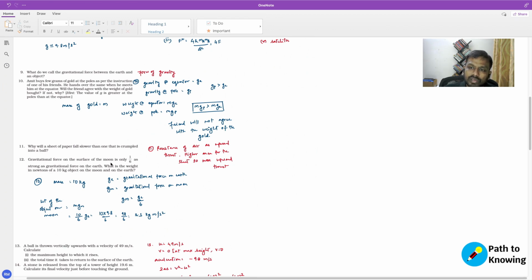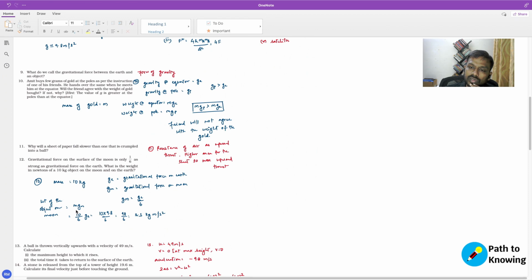Gravitational force on the surface of the moon is only 1/6 as strong as the gravitational force on the Earth. What is the weight in newtons of a 10 kg object on the moon and on the Earth? So the mass of the object is 10 kg. Let's consider Ge to be the acceleration due to gravity on the Earth, and Gm to be the acceleration due to gravity on the moon. And we know that the acceleration due to the moon's gravity is 1/6 of Ge, right? So it is going to be this.